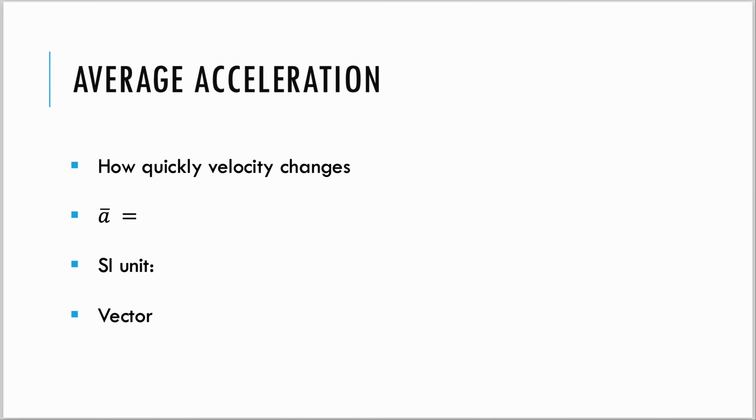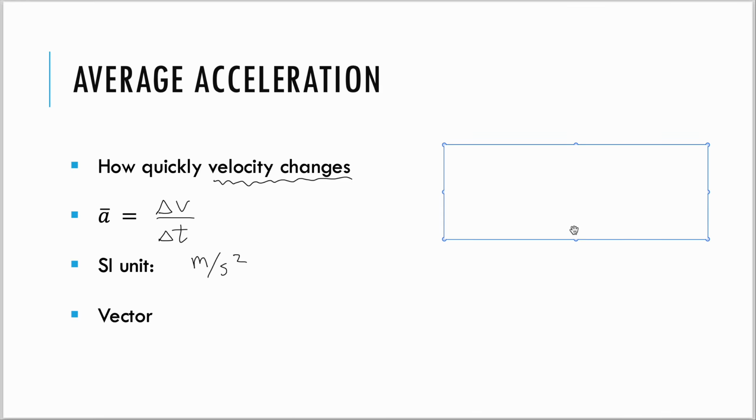Next is average acceleration. Acceleration is how quickly velocity changes. The key word is that velocity has to be changing to have acceleration. It's defined as the change in velocity per time. The unit for acceleration is meters per second squared. It is a vector.